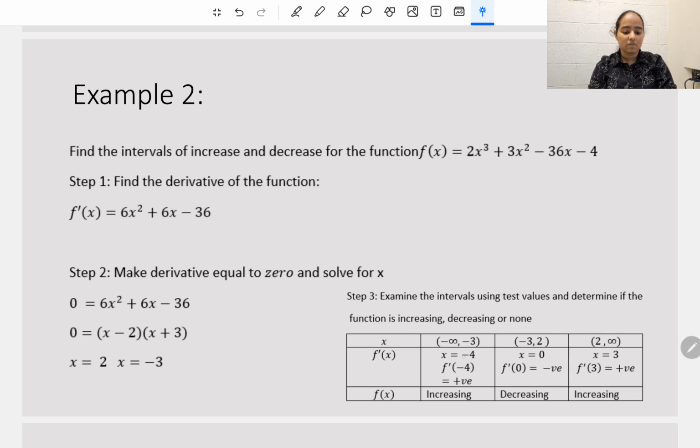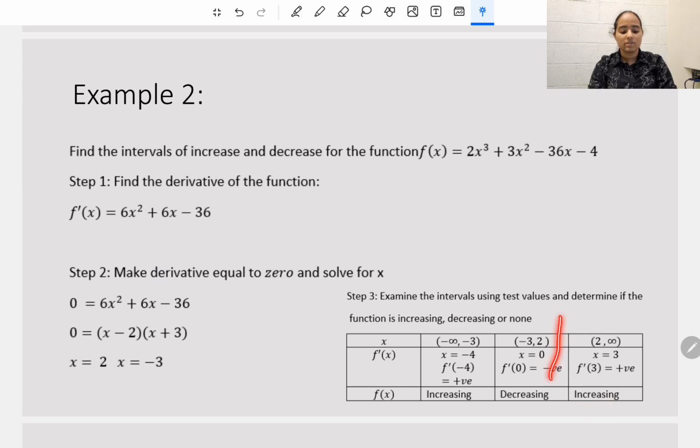So for the first interval, we can say that x is equal to negative 4. And when we substitute x equals negative 4, we get f prime negative 4 is a positive number. Therefore, the function is increasing. For the next interval, we can substitute 0. So f prime 0 is negative, therefore the function is decreasing. For the interval 2 to infinity, we can substitute 3. When we substitute x equals 3, f prime 3 is a positive number. Therefore, the function is increasing.